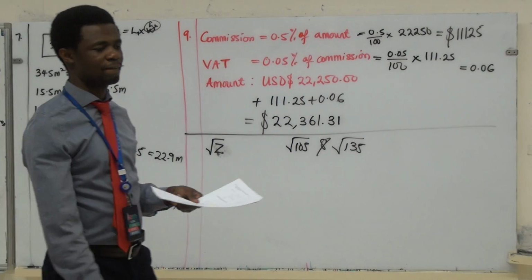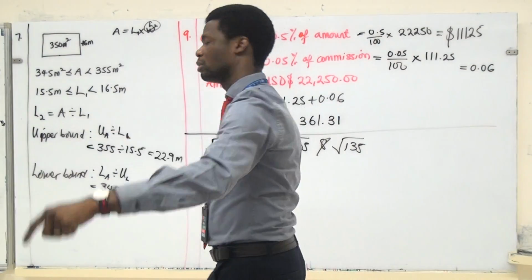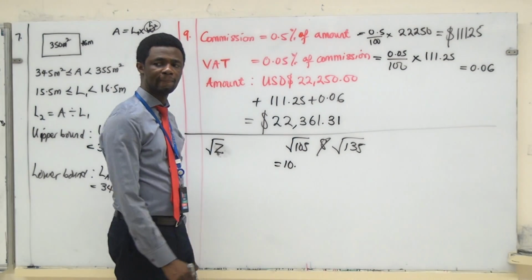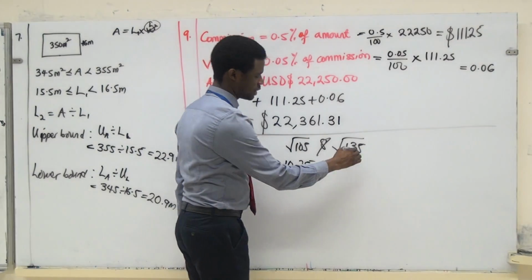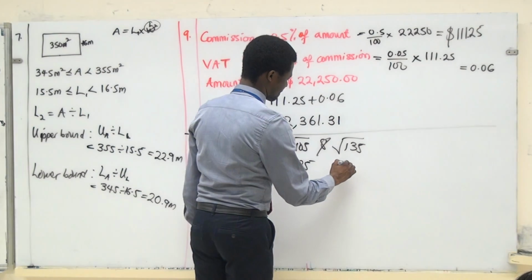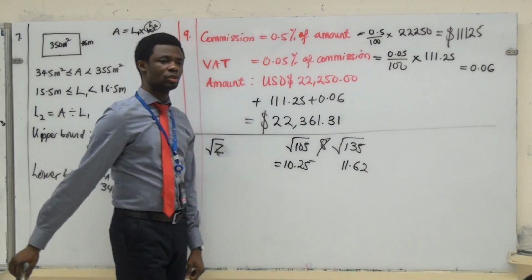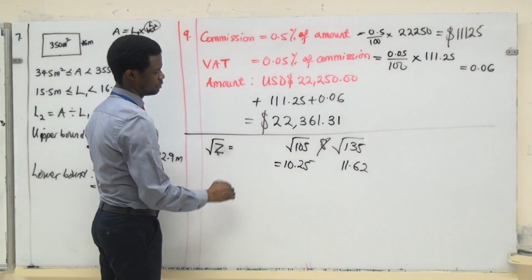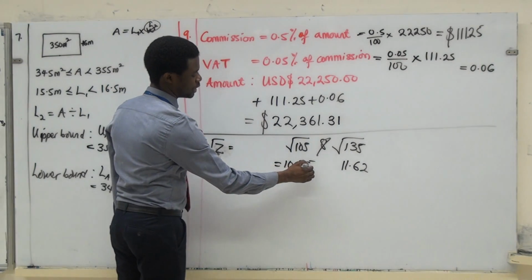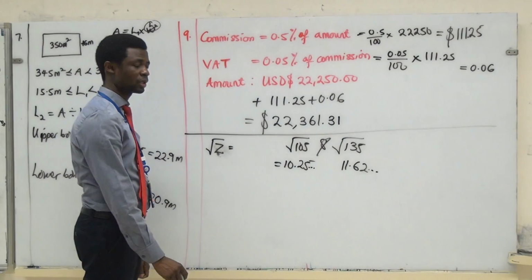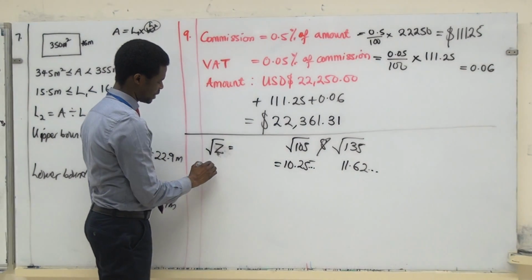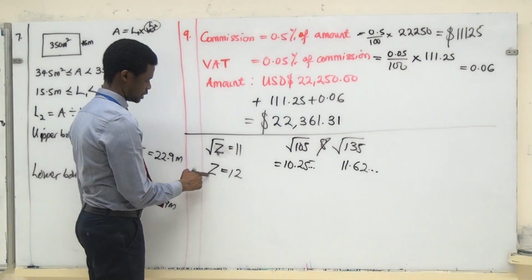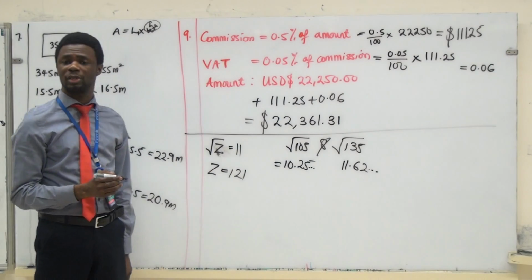What did you do? This root 105. Okay, what is root 105? 10.25. And what is this one? 11.62. So what do you think this will be? 11. This is an approximation, right? All these are approximations. So we can take this as 11, which means z is what? 121. So root z must have been 11, such that z itself is 121. Does it make sense?